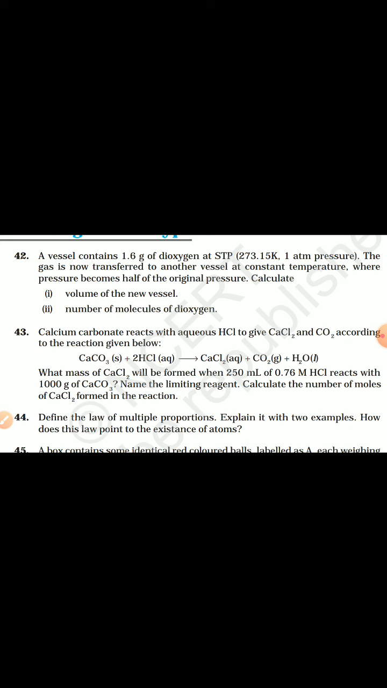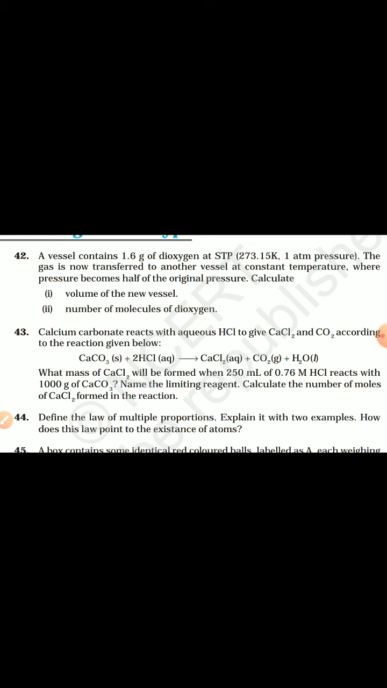And now here the P2, that means the pressure in the next vessel, is less, that is, half. So half of the pressure is there.